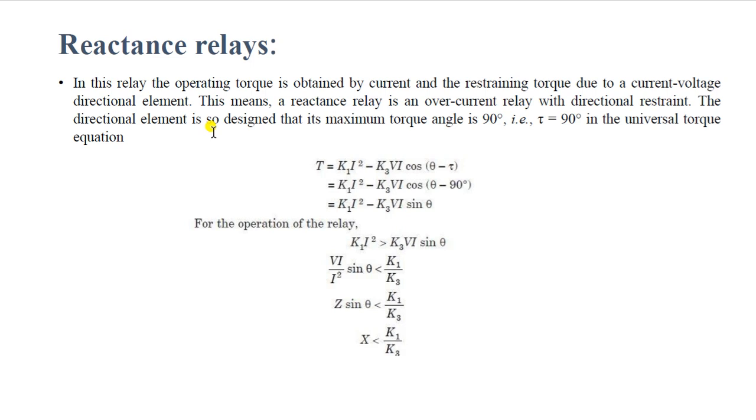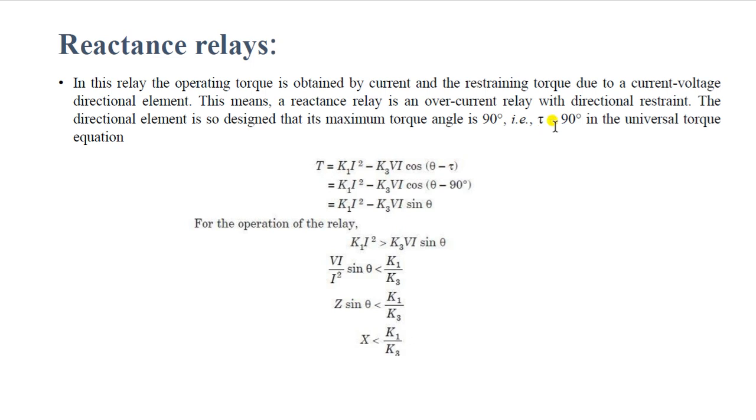The directional element is so designed that its maximum torque angle is 90 degrees. If we consider tau equals 90 degrees in the universal torque equation, then the reactance relay has a torque equation T equals K1 I squared minus K3 VI cos(theta minus tau). Here, this component of the equation provides operating torque and this component provides restraining torque.